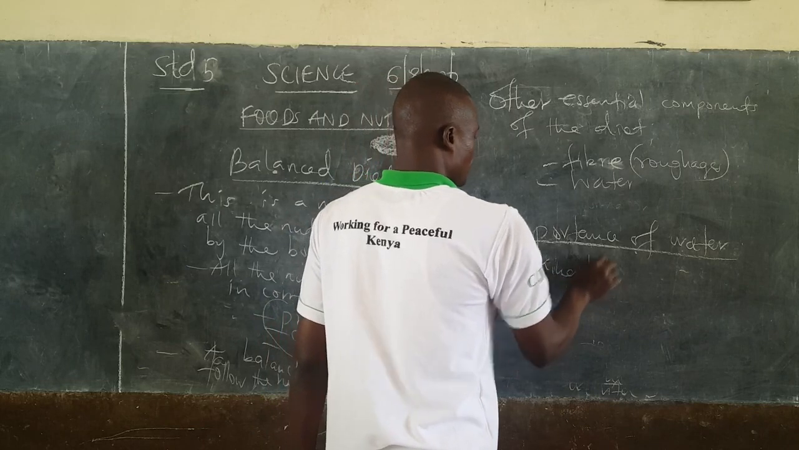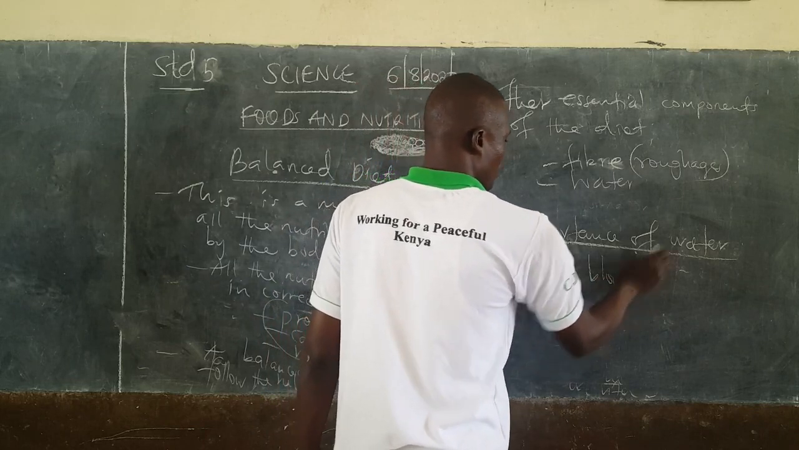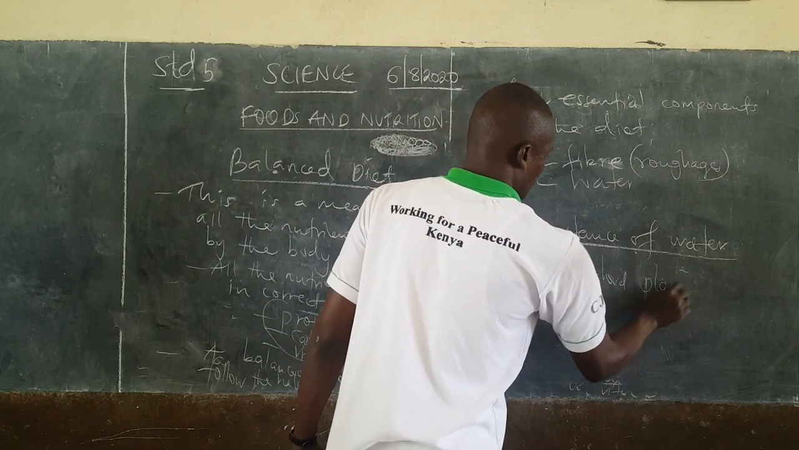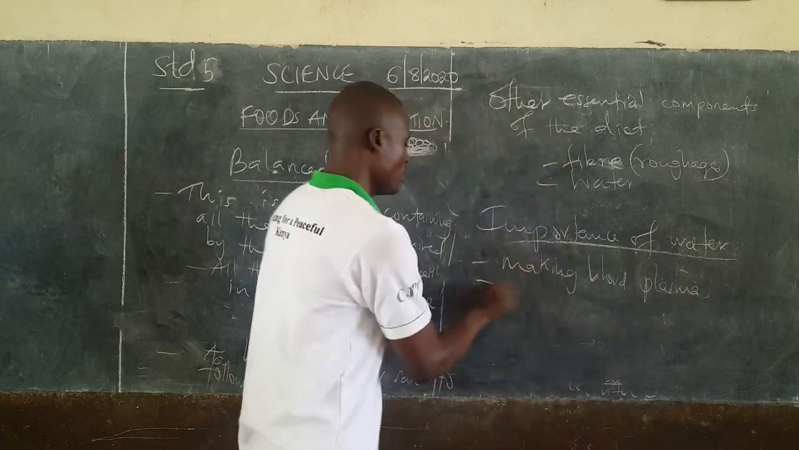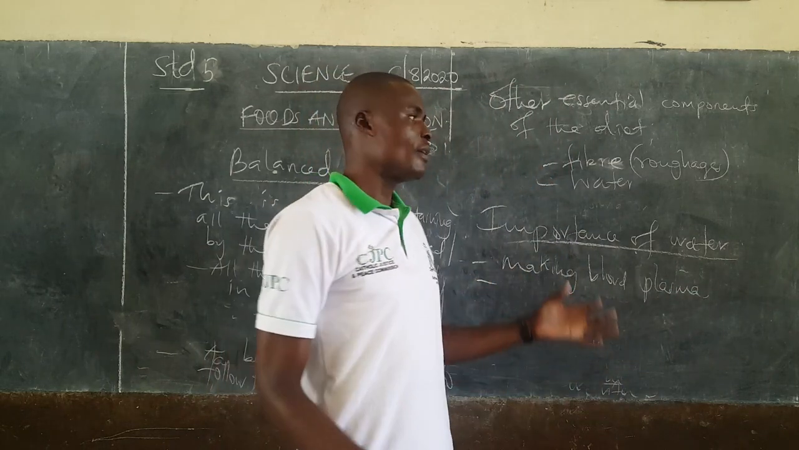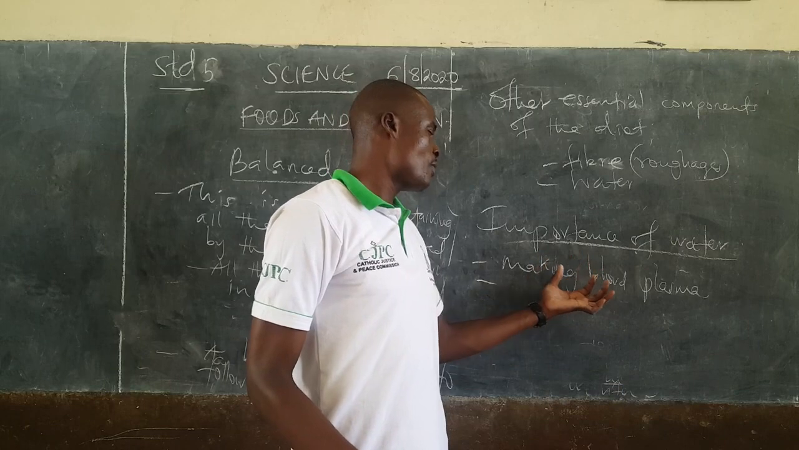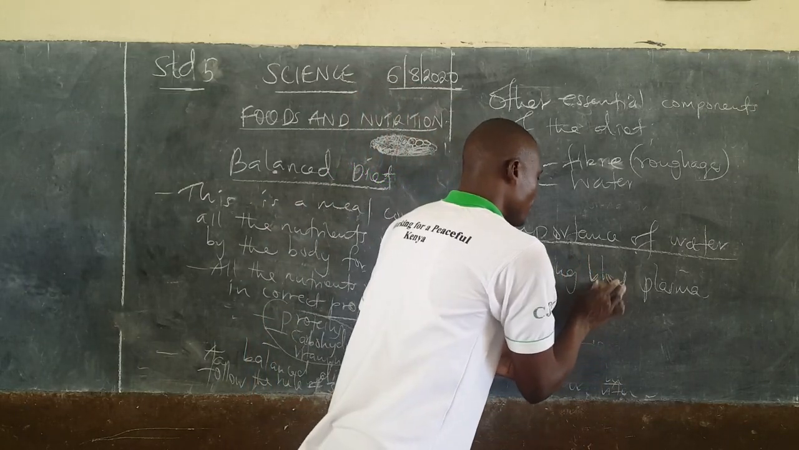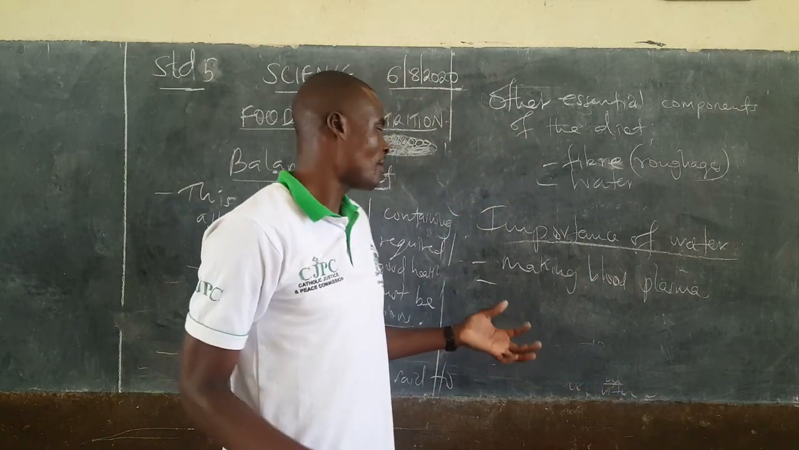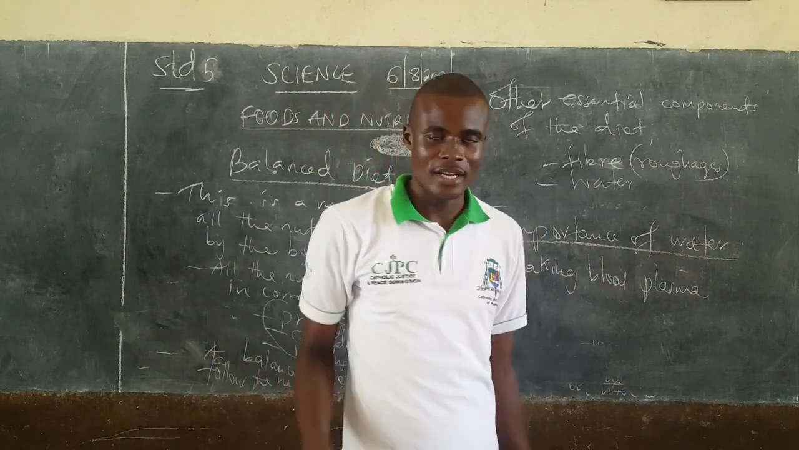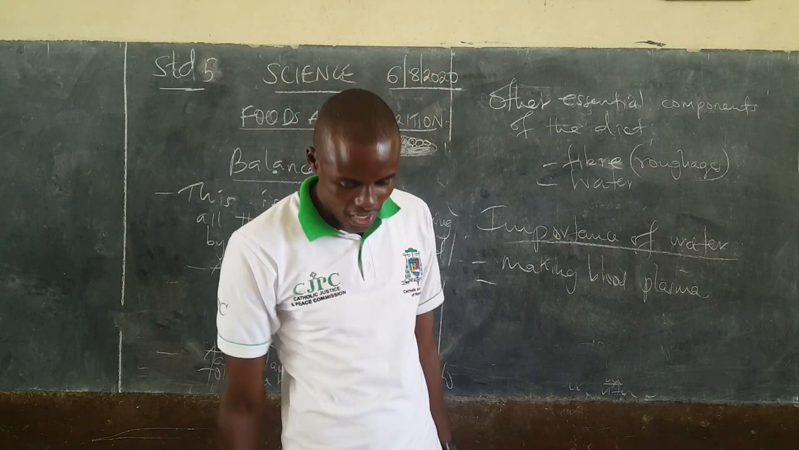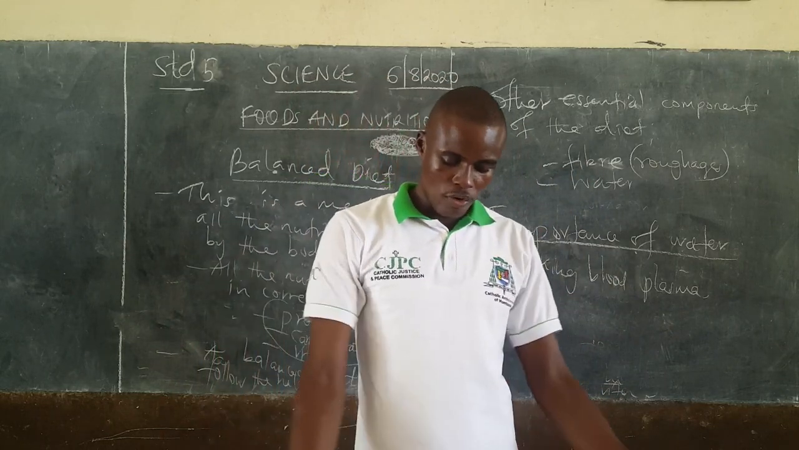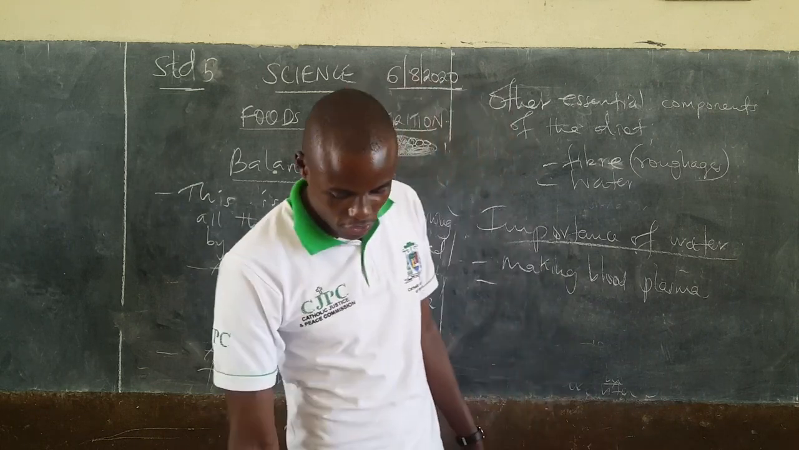In making blood plasma. That is number one. It may become difficult to understand, but it's just in making blood. Water is used in the formation of blood, or you can say blood plasma, as we have mentioned.